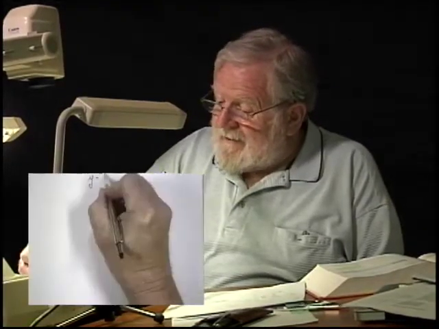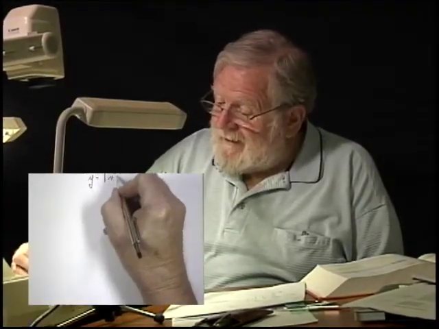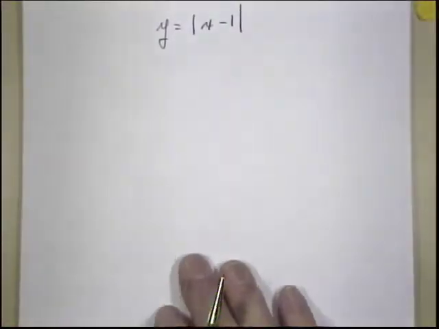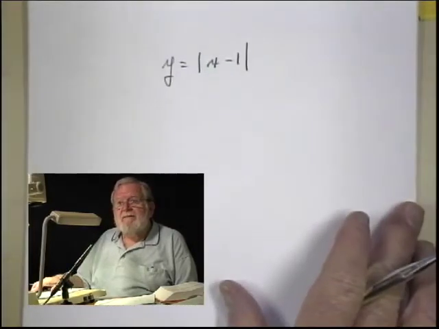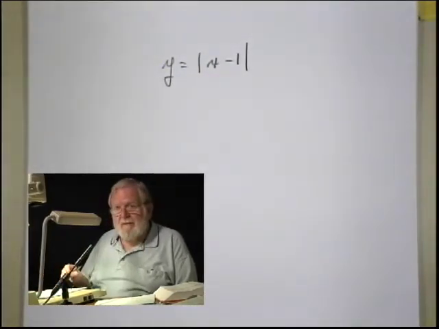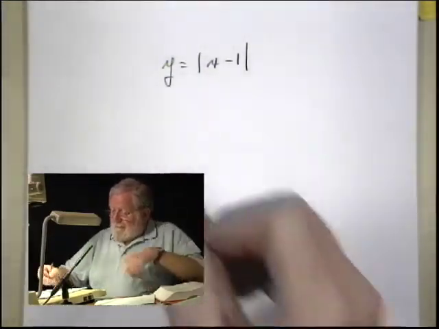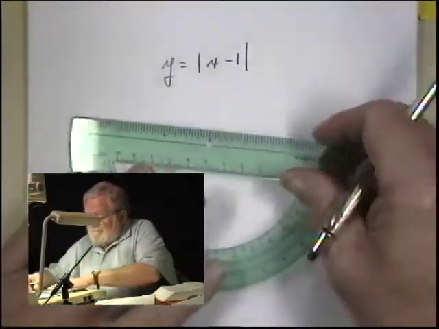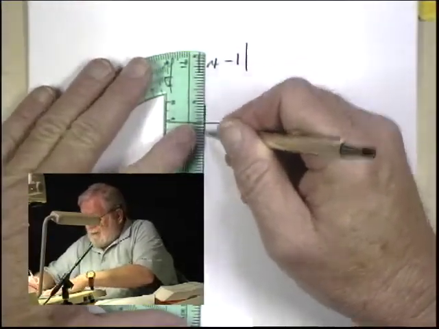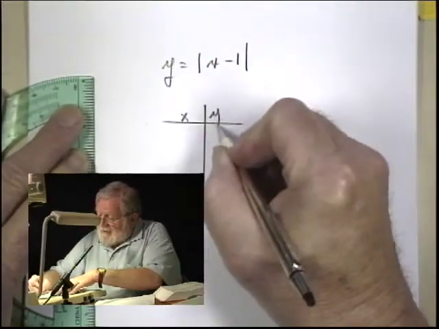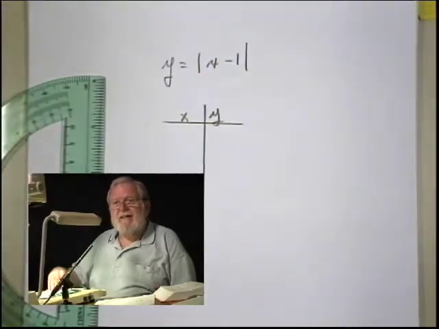Next problem, I want to look at a problem that involves an absolute value. So let's take a look at y equals the absolute value of x minus 1. We'll generate some ordered pairs for this equation. This is an equation, so we'll build us a table, and we'll assume values of x and generate our y value when we do that.